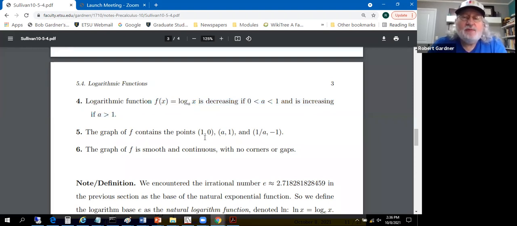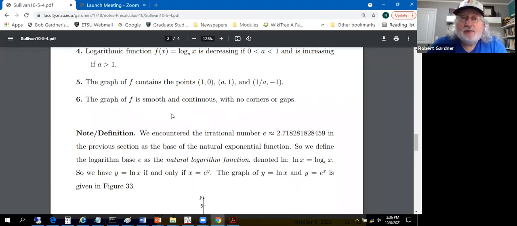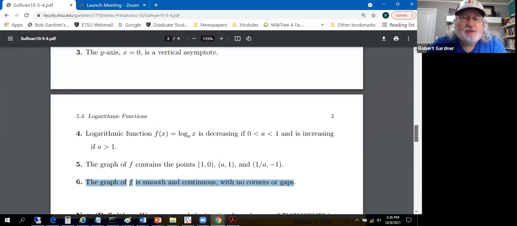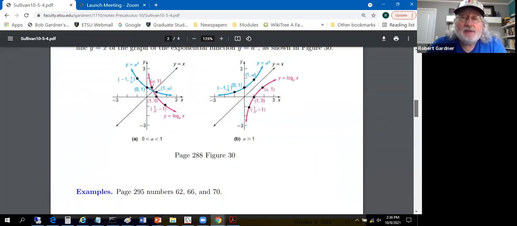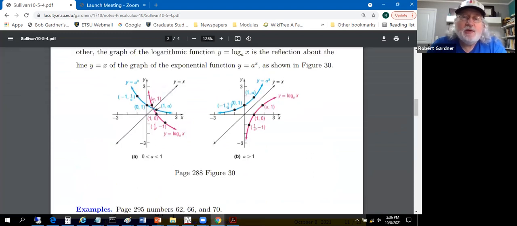The graph contains the points (1, 0), (a, 1), and (1/a, -1), as we've seen, and sort of taking Sullivan's word on this: the graph is smooth and continuous with no corners or gaps. We can't really address these ideas of smoothness and continuity without calculus, but I'm happy to accept Sullivan's word on that and deal with it in more detail in calculus. And so we get graphs that look like this.